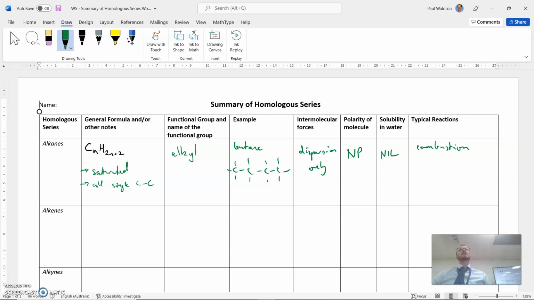Not of alkanes, no. Alkenes, yes. Combustion. And we'll go into this next topic, halogen substitution. So, yeah, that's right, substitution reactions. Nil, yeah, non-soluble.